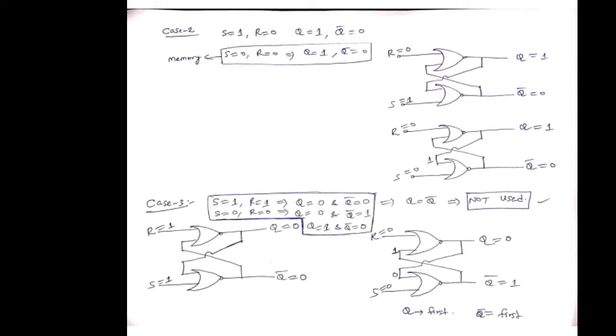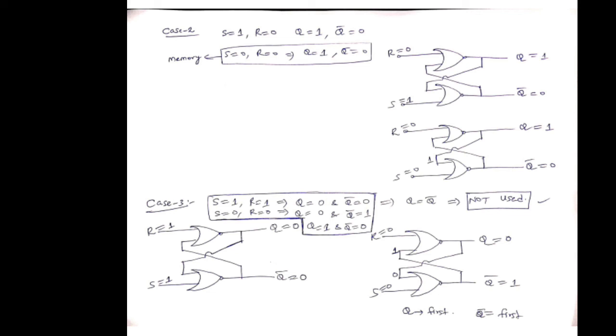If Q bar is 0, this Q is always 1. Whether it is getting or not, you can check from this circuit. Q bar is 0 came to here. That means when the first input of this NOR gate is 0 and the second input of this NOR gate is 0, for 0 0 from the truth table I can write Q is equal to 1.